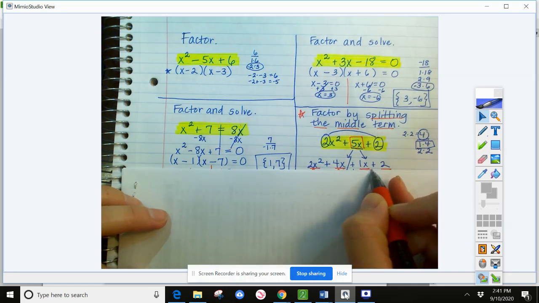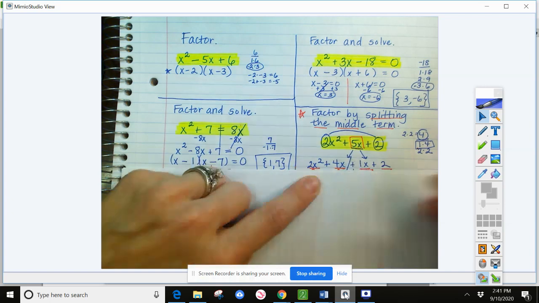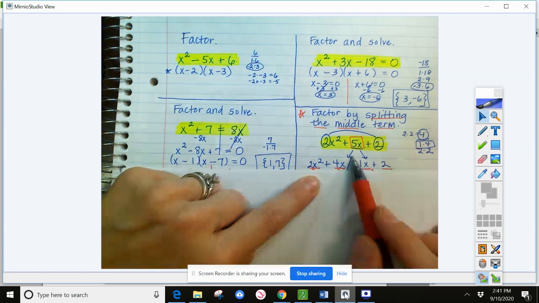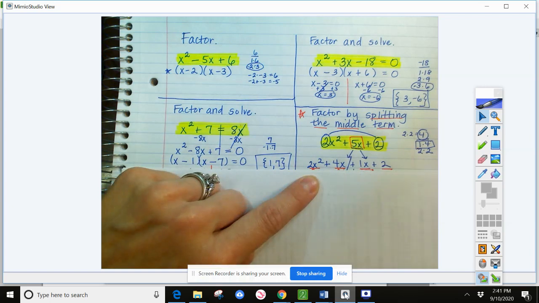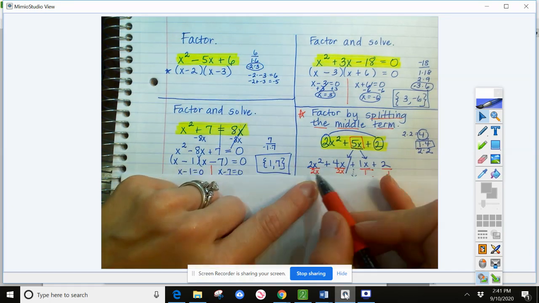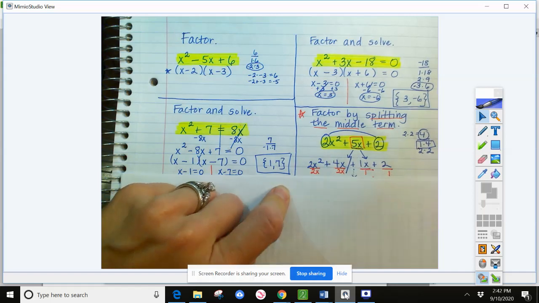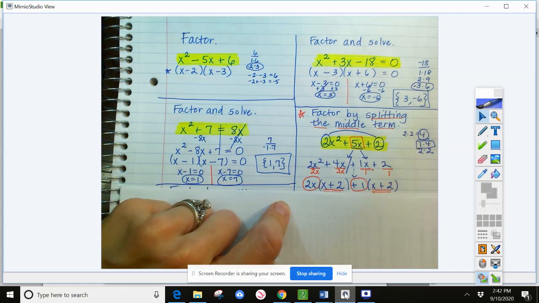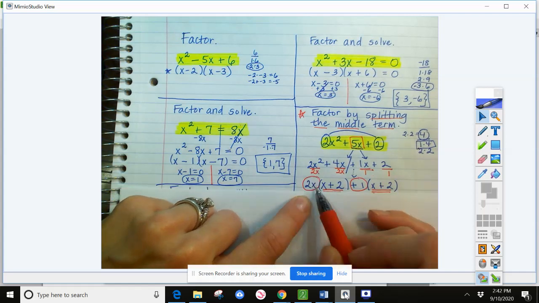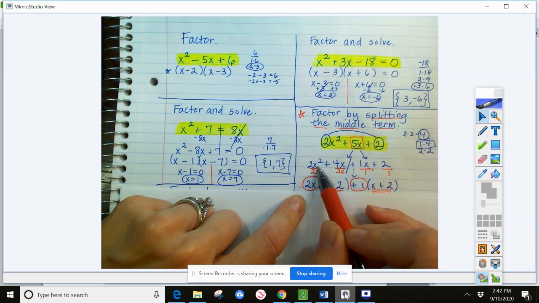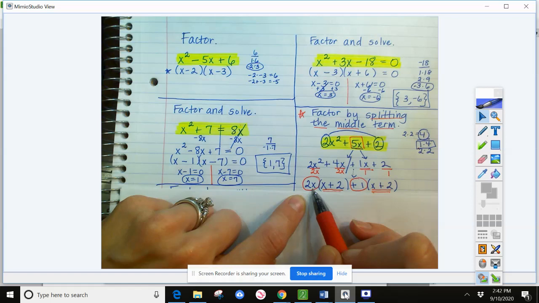From this point, what we're going to do is divide the problem in half. So I've divided it in half here between the 4x and the 1x. And we're going to think about what's the greatest common factor of this half and this half. Now for your first half, the number that divides into 2 and 4 is 2. And since this is x squared and this is just x, I can factor out an x because they both have 1.